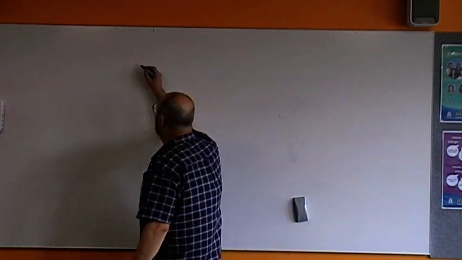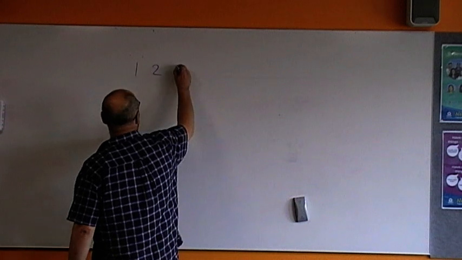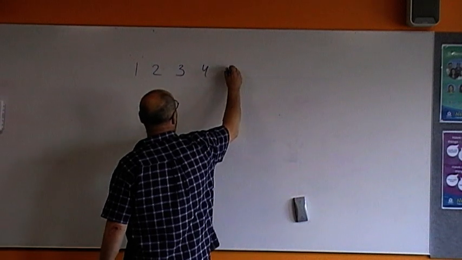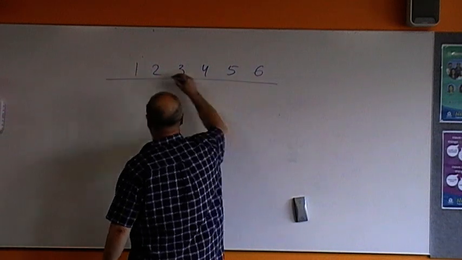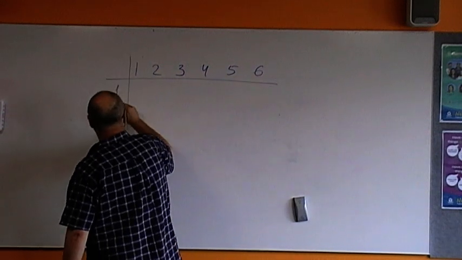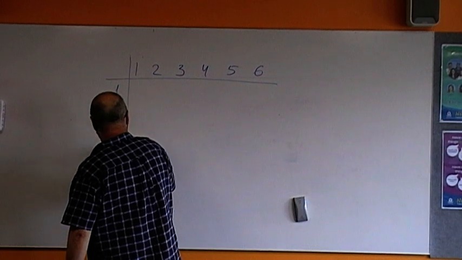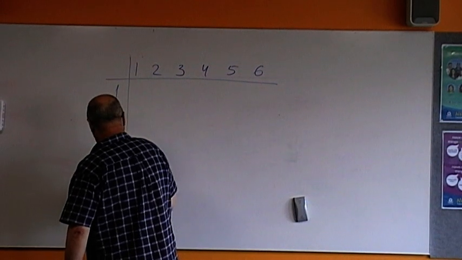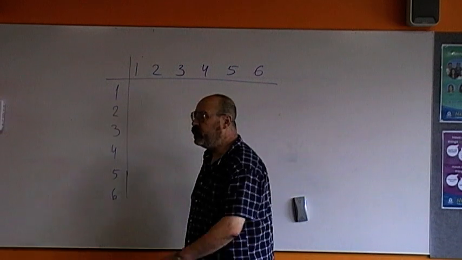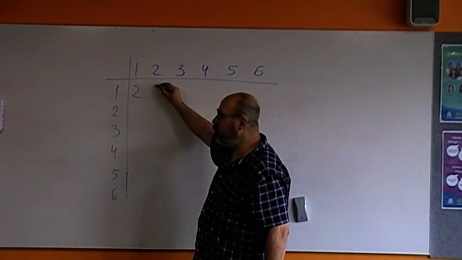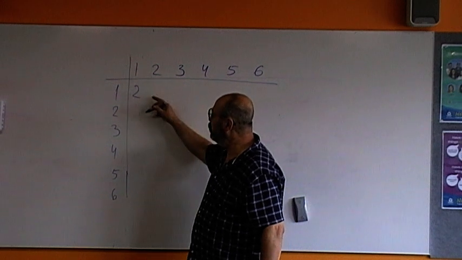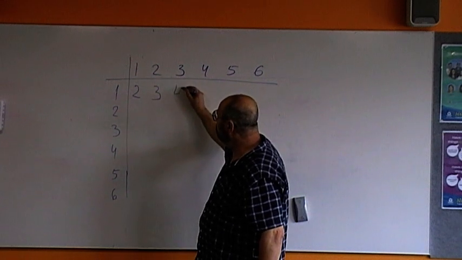1, 2, 3, 4, 5, 6. What can we get on the second die? Same, 1, 2, 3, 4, 5, 6. What will the total be when we get 1 and 1? 2. What will the total be here? 2 and 1, 3.